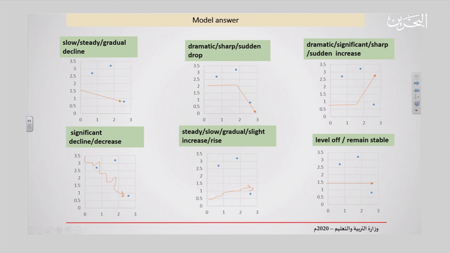Chart number four, as you can see, that's a significant decline or decrease. Chart number five, that's a gradual, as you can see from the arrow or the trend. Steady increase or slow increase, gradual and slight as well. Last one, as you can see, level off or the arrow remains stable.